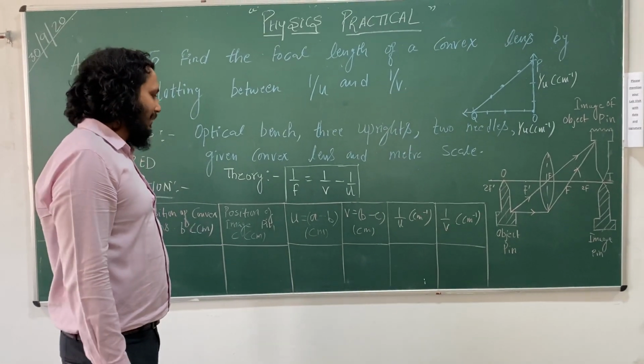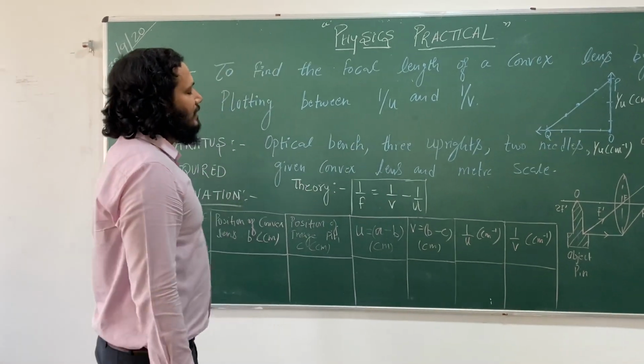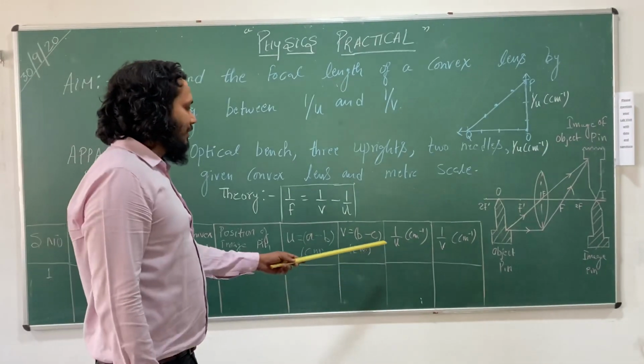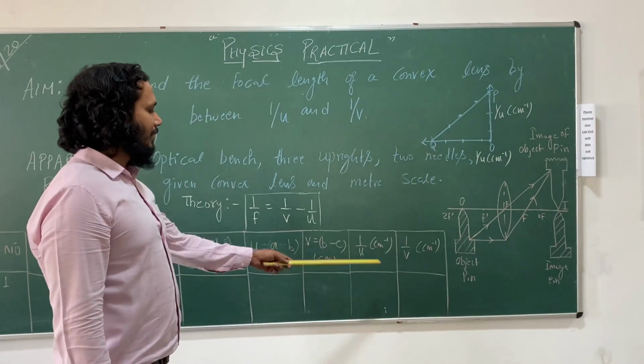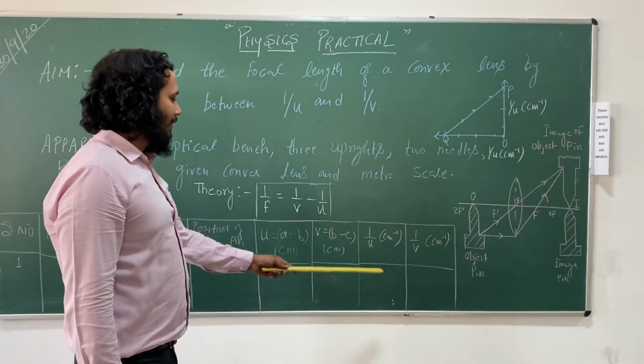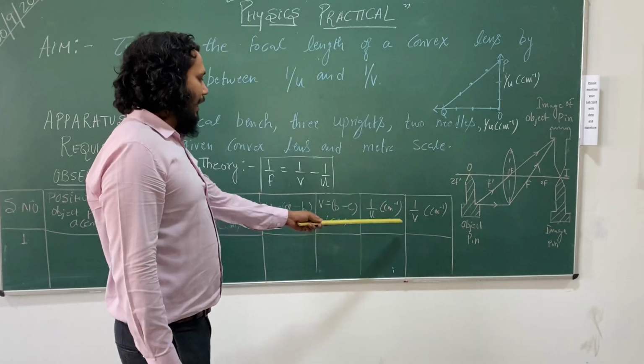And similarly for v, that means the lens to image distance, we are getting 58 minus 30, that is 28 centimeter. Now the next column, as we have to find the focal length of this given convex lens with the help of 1 by u and 1 by v, we have to place these two distances on the basis of their respective units. As we have already calculated the values of u and v, we simply have to reciprocate them and show them in the observation table.